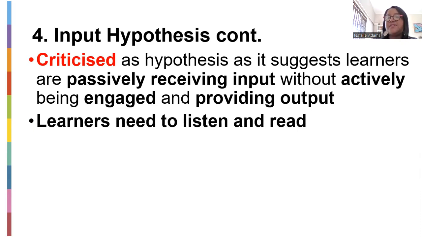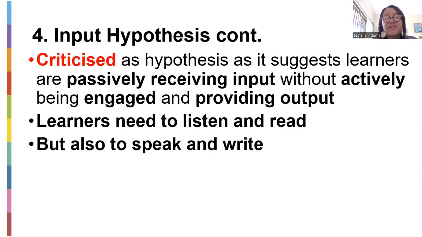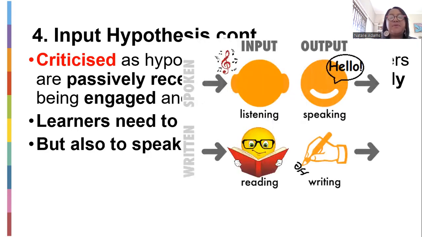Learners need to listen and read. So if you are going to give them a listening exercise, then they must also get a reading exercise where they do the activities, but also to speak and write. If you're teaching them how to speak, they must also then be able to write it, okay? So if the teacher is teaching the learners a listening exercise, that will be input. The output would then be for the students to speak. If you are teaching them a reading exercise, the learners must then learn how to write. Because this hypothesis is essentially saying that it needs to be interactive. It cannot be where the teacher speaks alone, but there's no activity for the learner.